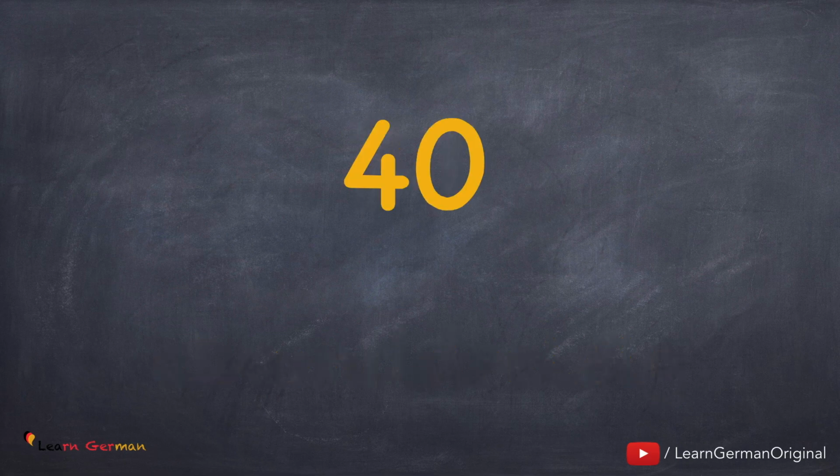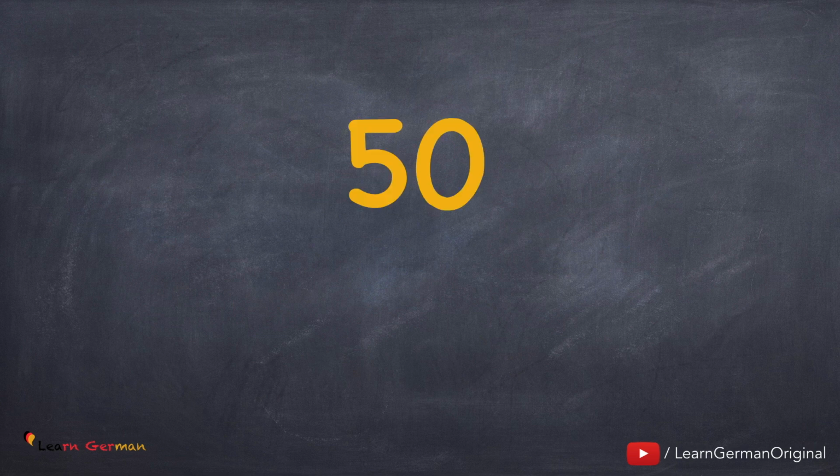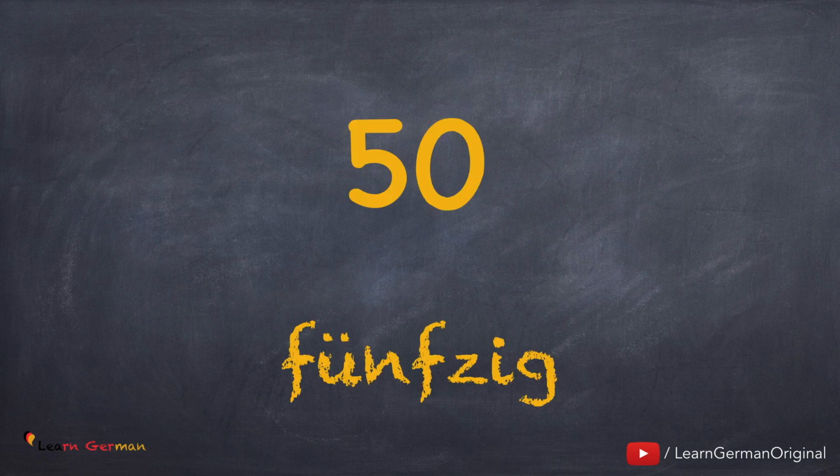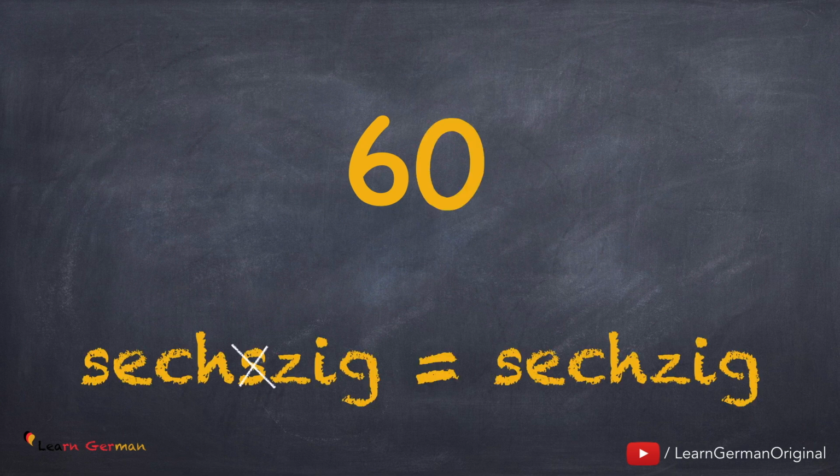Now we'll be doing just the numbers in tens. 40. Noch einmal 40. For the numbers 41 to 49, you'll have to follow the same pattern as from 21 to 29. Here's the next one. 50. Noch einmal 50. The next one is an exception. 60. Noch einmal 60.